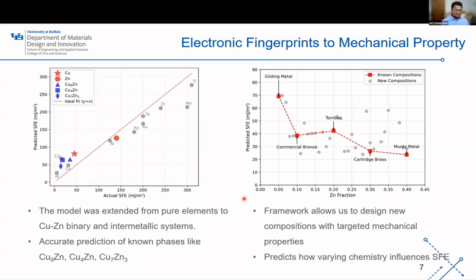We also found that changing a small amount in chemistry, as you can see in the figure on the right side, where we are changing the zinc fraction in the copper-zinc alloy, changes their stacking fault energy with the zinc fraction. It can be a very useful tool for microstructural engineering, where we want to design a material with a certain stacking fault energy value.